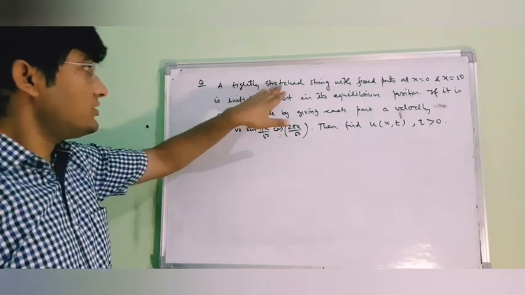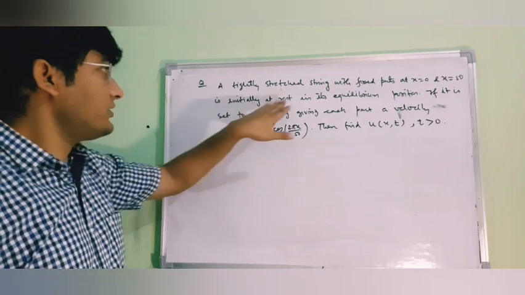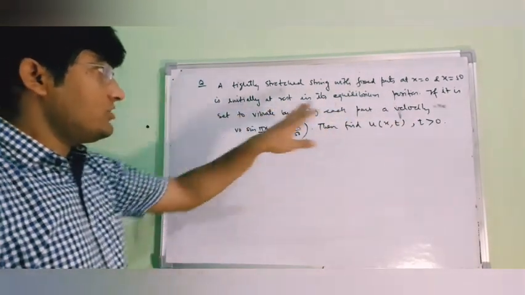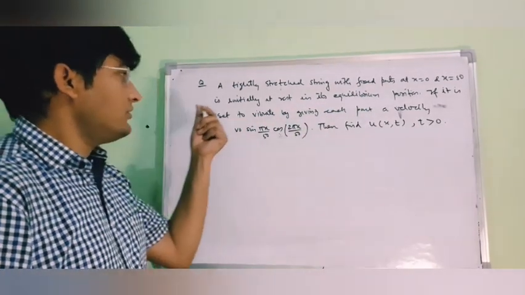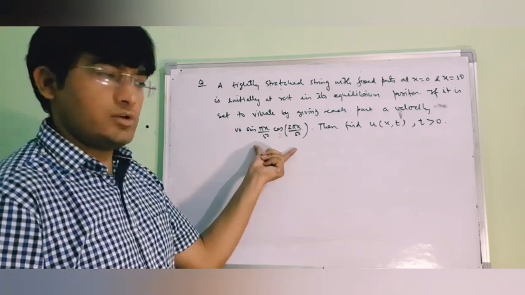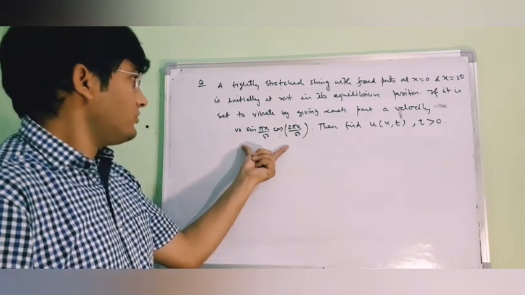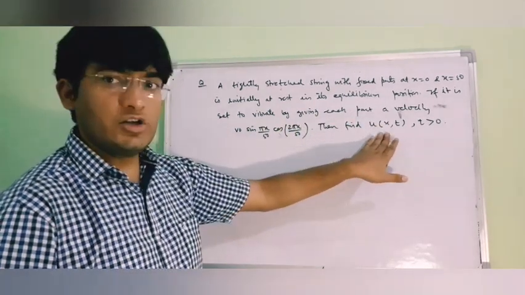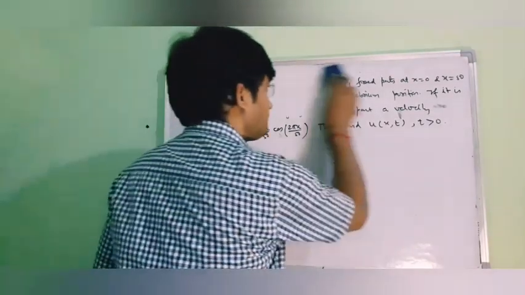So a tightly stretched string with fixed points at x equal to 0 and x equal to 50 is initially at rest in its equilibrium position. That means your initial displacement is 0. Now we have given an initial velocity to the string, and then find the displacement at any time t. So solution.